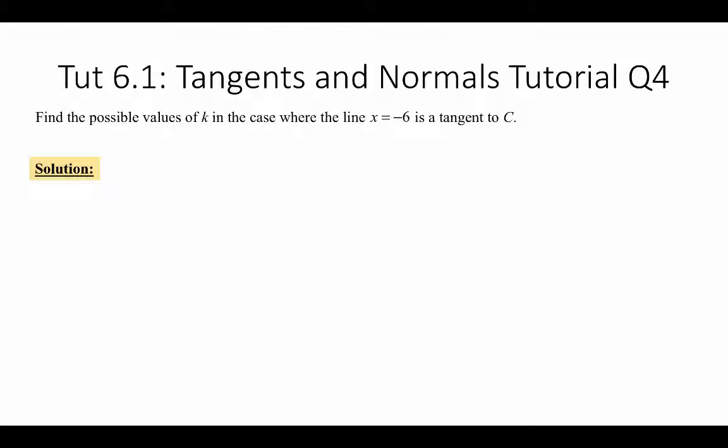Moving on to the last part of this question, we need to find the possible values of k in the case where the line x equals negative 6 is a tangent to C. First, since x equals negative 6 is in fact parallel to the y-axis, this last part follows on from the whole question. When the line x equals negative 6 is a tangent to C, making use of what we have done so far, if we equate this to negative 6y squared, this will give us y equals plus or minus 1. In other words, the coordinates (negative 6, 1) and (negative 6, negative 1) are points on the curve C where the tangent is parallel to the y-axis.